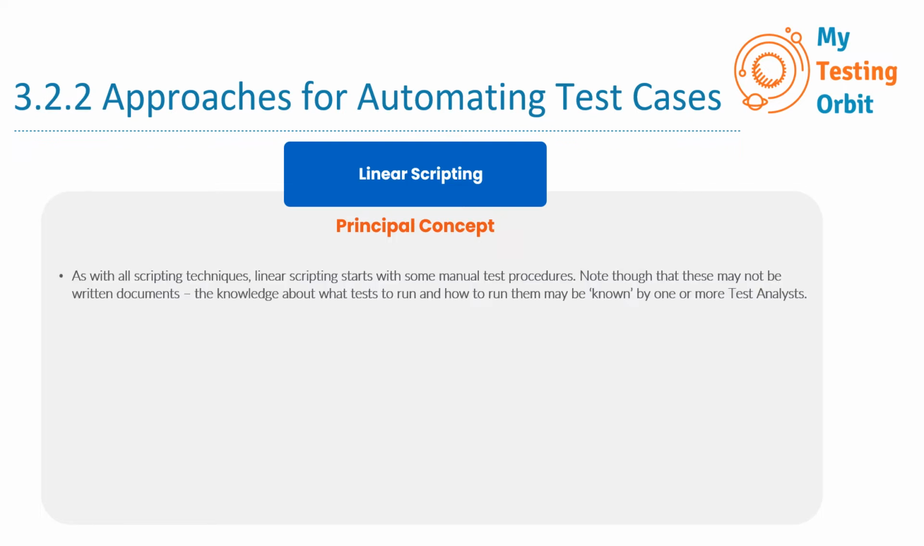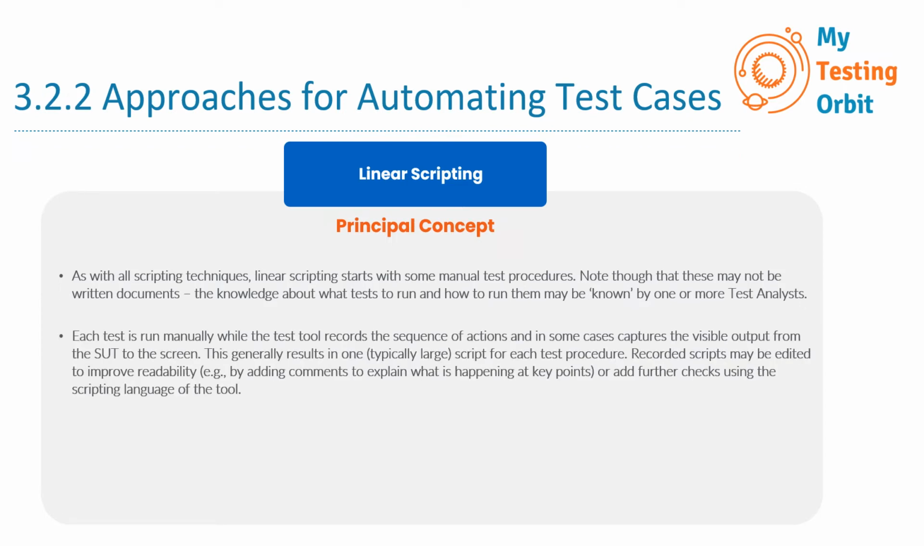As with all scripting techniques, linear scripting starts with some manual test procedures. Note, though, that these may not be written documents. The knowledge about what tests to run and how to run them may be known by one or more test analysts. So over here also we are starting with the manual test procedures, and these procedures don't always have to be very well written documents. Sometimes it just depends on the knowledge of a specific test analyst.